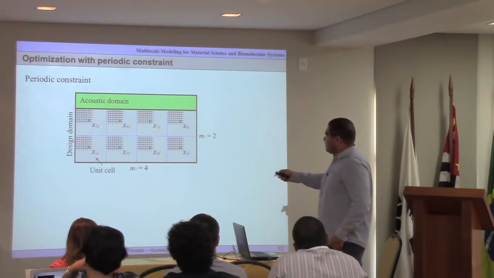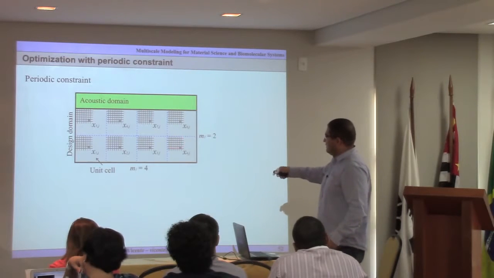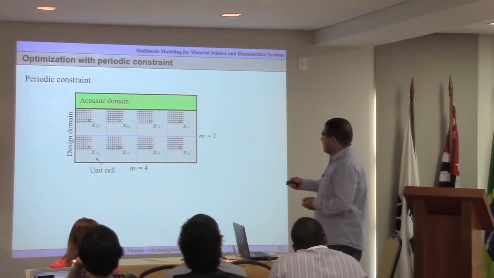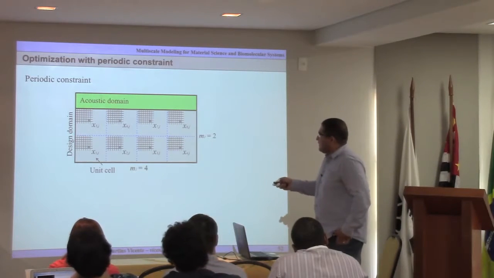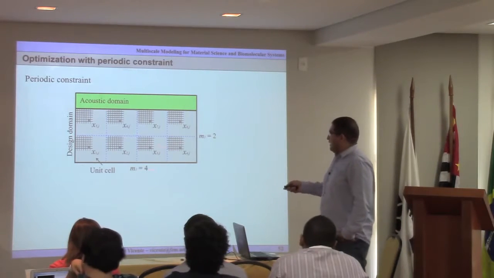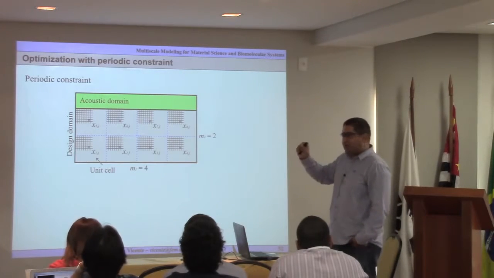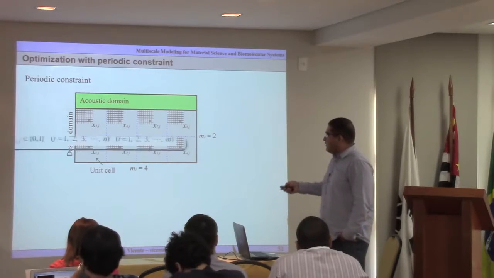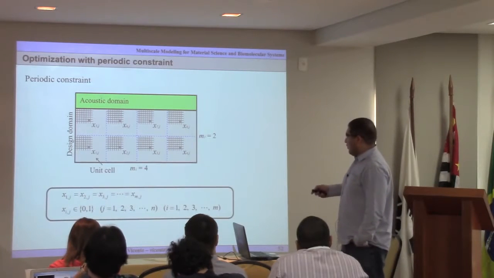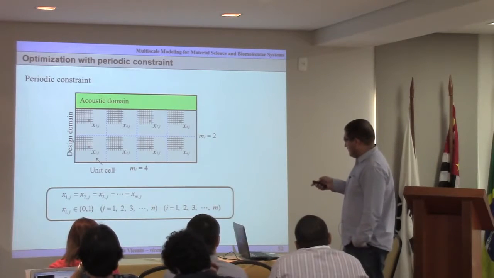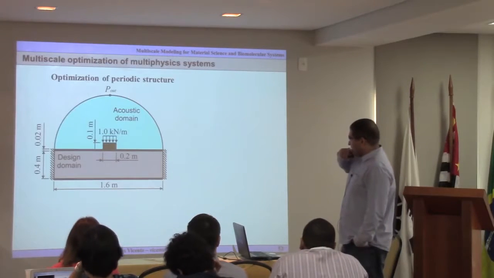So now we want to find the best topology for this domain, but imposing some periodic constraint. So I should divide our domain into a certain number of unit cells and say that the topology in each unit cell should have the same properties. So we impose that constraint in our system.